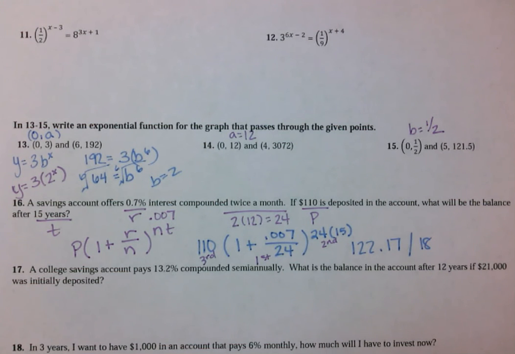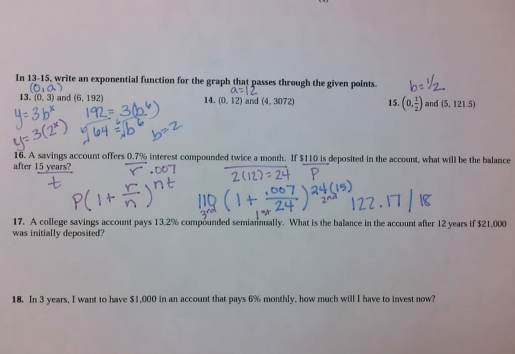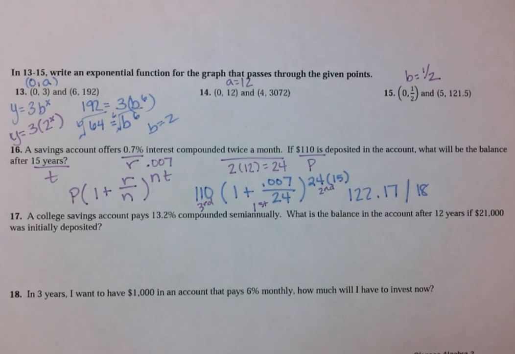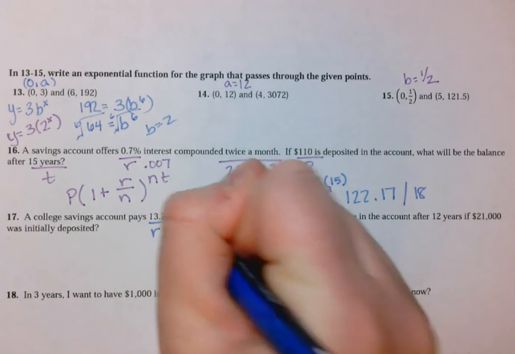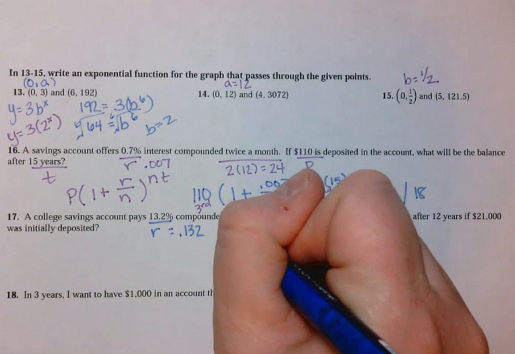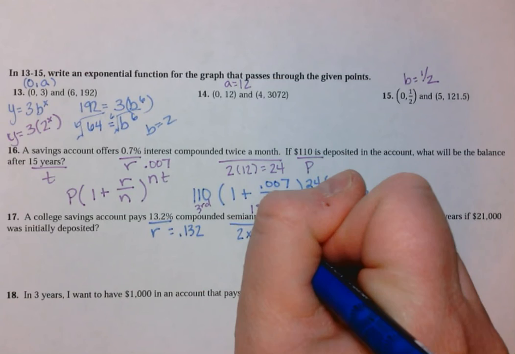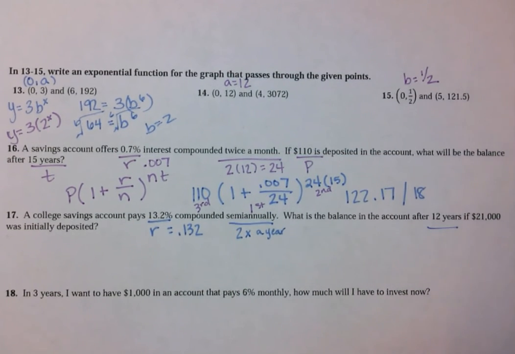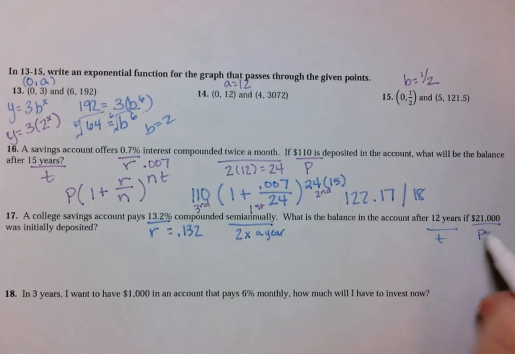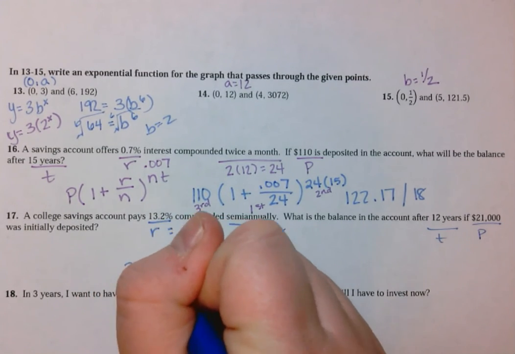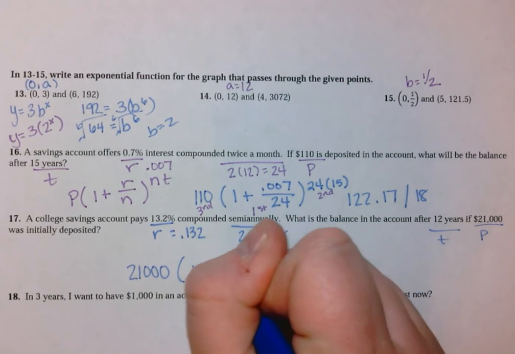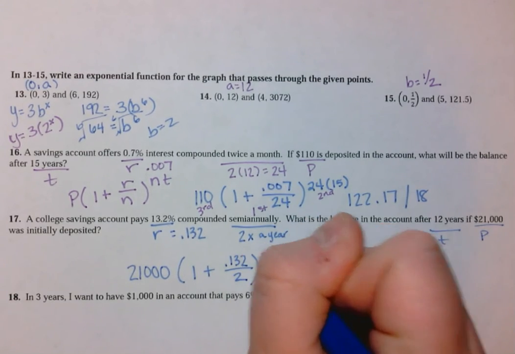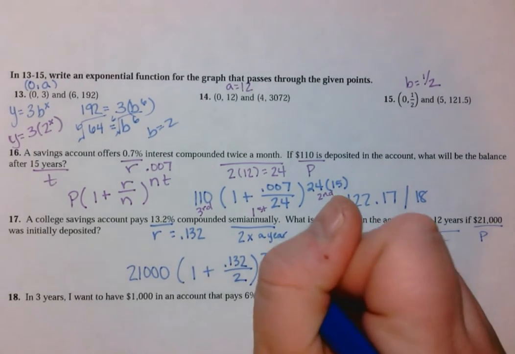Alright, so once again, a college visit pays 13.2 semi-annually. That means twice a year. So this is rate. Rate equals 0.132. Semi-annually is 2 times a year. 12 years is T. 21,000 is P. So it would be 21,000 times 1 plus 0.132 divided by 2. 2 times 12.